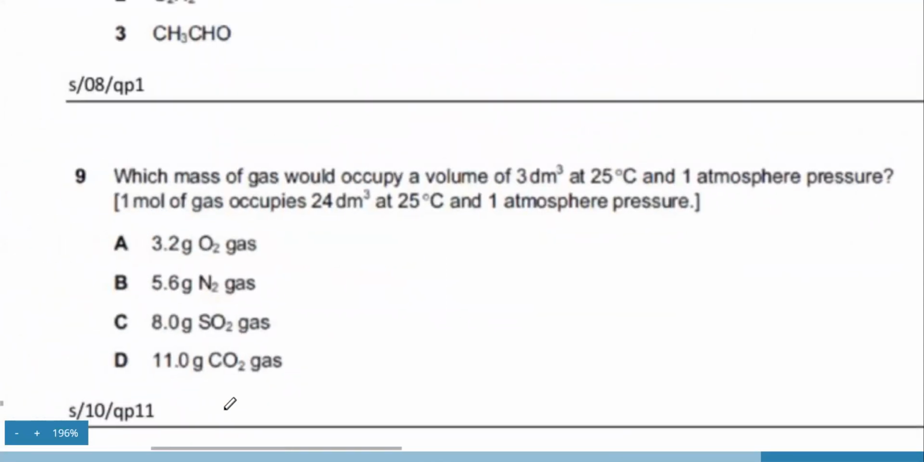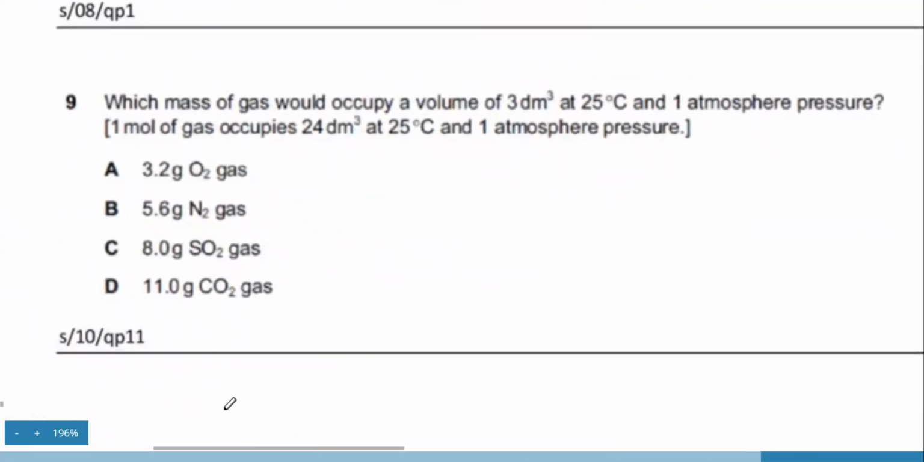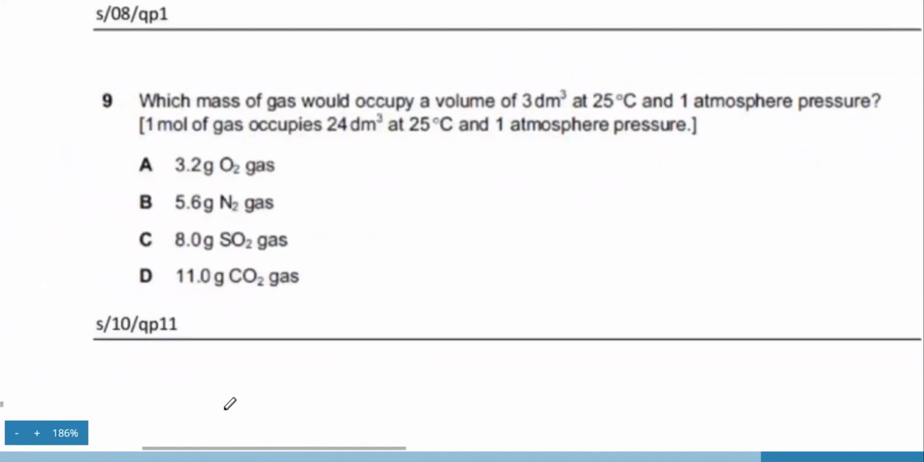Now this question is saying that a gas is occupying 3 dm cube, and assume the 24 dm cube thing, you can use the formula. So there's a gas that occupies 3 dm cubes. Which one of the gases do you think is this gas? How do you do this? Don't you have to find out how many moles is in each gas first? Okay, that's the first thing you do.